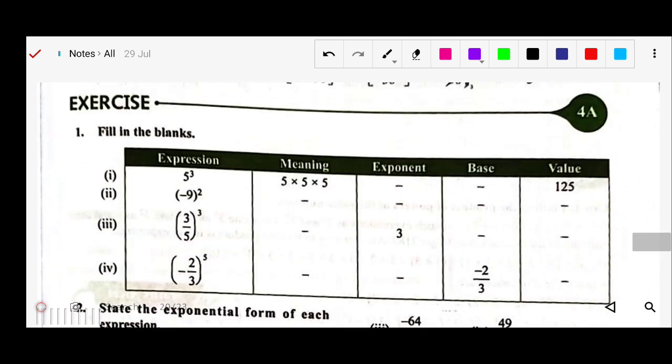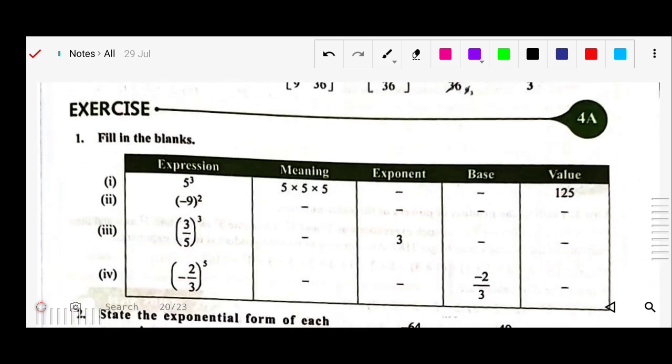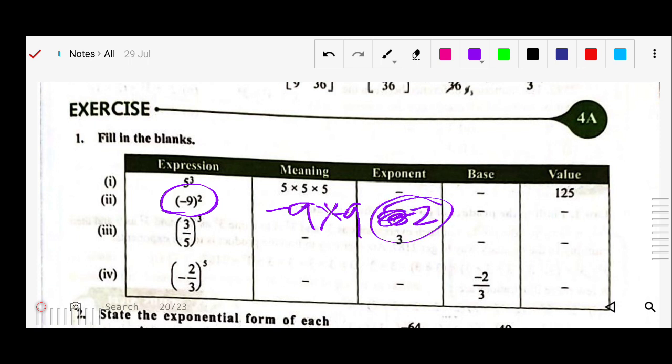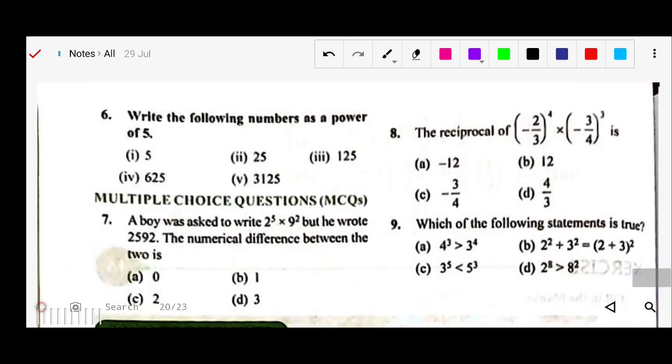So you can do this based on this particular concept, you can solve exercise 4a. That's very simple, you can do it. Like 9 to the, what does it mean? Negative 9, right? What is the exponent? Exponent is negative 2. Sorry, not negative 2, this is 2. What is its base? Negative 9. What is the value? So 9 into 9, 81, but it is an even power, so it's simply 81. So likewise you can do exercise 4a, that's all.